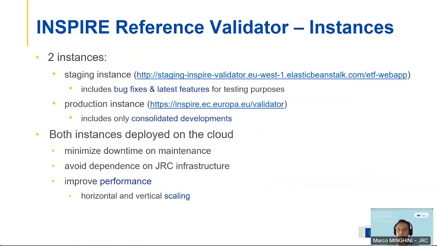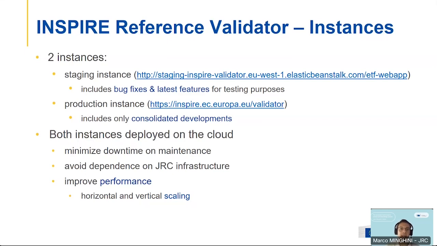Now, we have two instances of the INSPIRE Reference Validator. We have a staging instance that is the instance that we update very frequently, because as soon as there is a change, like a bug fix or a new feature, or, for example, a change in the UI, we update the staging instance. So this is really a new instance. Somehow on a daily or a weekly basis, you can find different things, actually, or changes in the test. And then we have a production instance that only includes the consolidated developments, the developments already validated by the community, and this is released only when there is an official release of the software, which I will come to in the next slide.